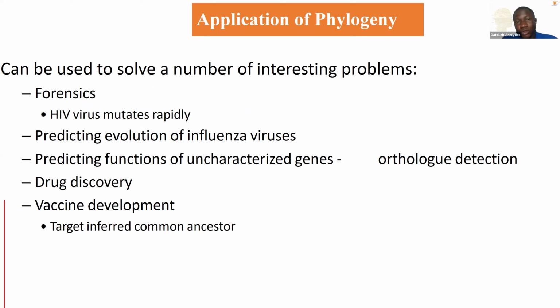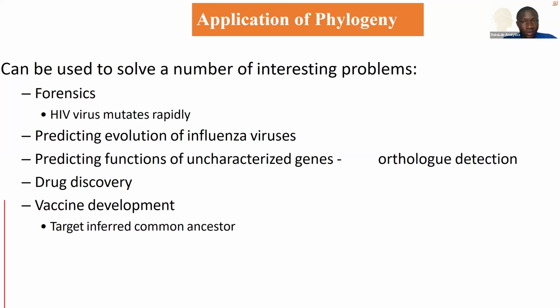And so what are the applications of phylogeny? Phylogeny can be used to solve a number of interesting problems, like forensics. We want to be sure if there is a relationship, like if you can trace a particular event to a location where it happened or to a particular person. You can use phylogeny to do that. That's forensics. And you want to see how the HIV virus mutates rapidly. You can use phylogeny to do that.